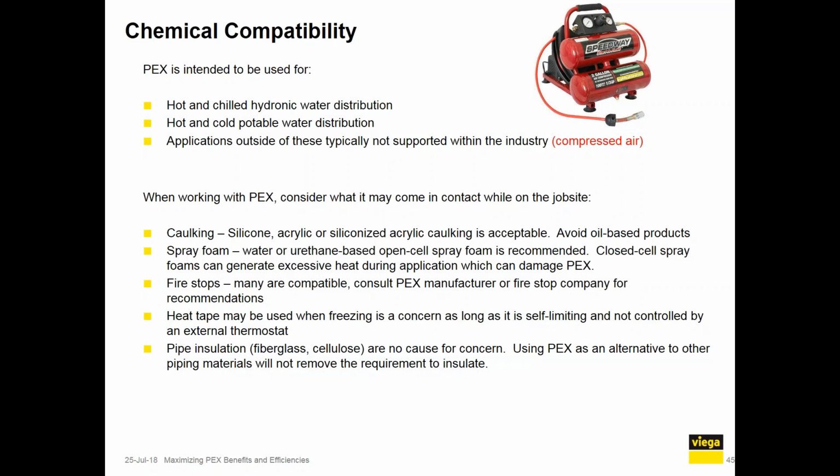Heat tape, that can be used when freezing is a concern, but it's again something to be aware of and make sure the approvals are in place. Pipe insulation, fiberglass, cellulose, other types. Like we mentioned earlier, just because a PEX system has a lower level of heat loss than a metallic system, you should still be consulting with local codes about installation practices and make sure that you're not installing an insulation that will attack the product.